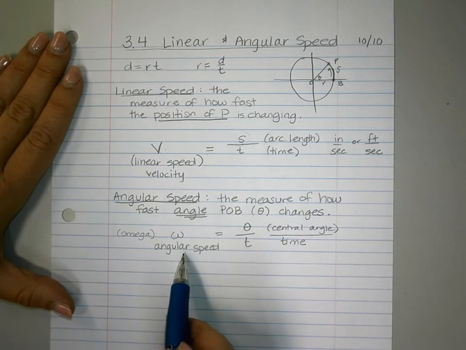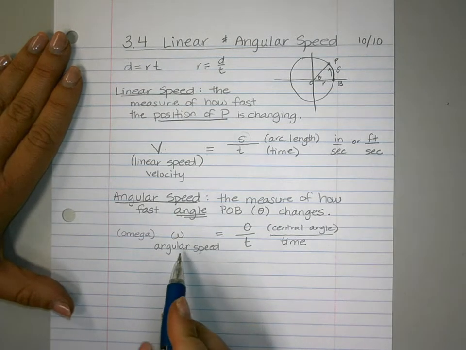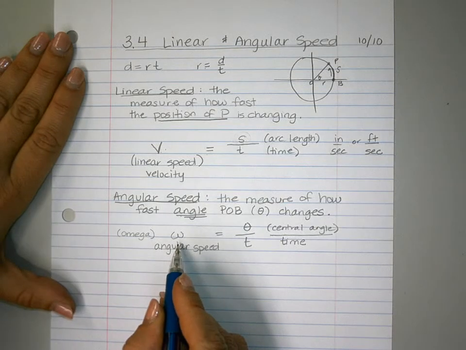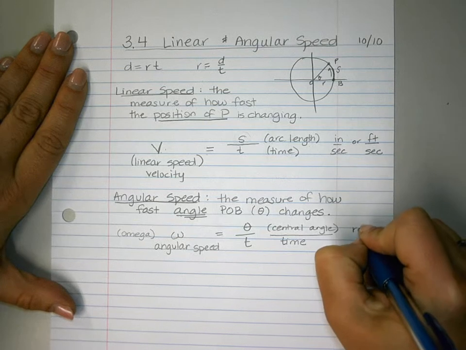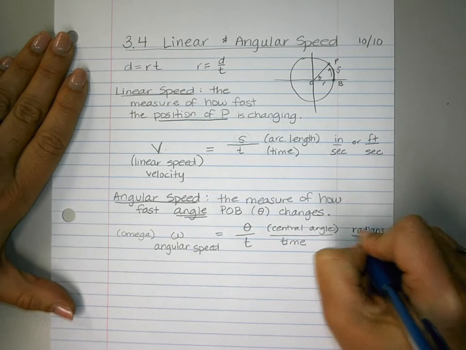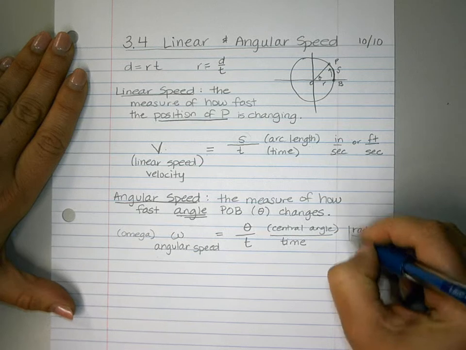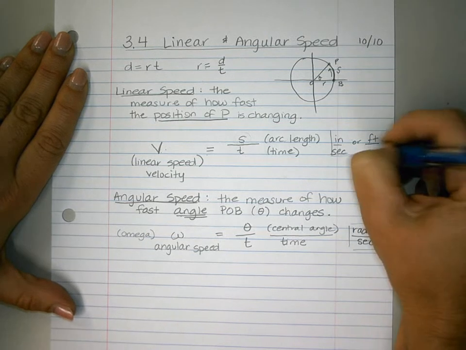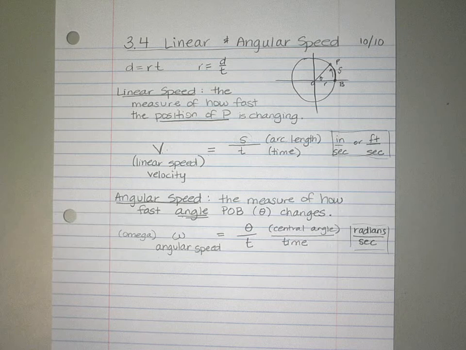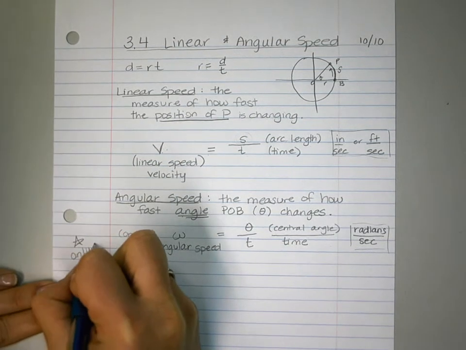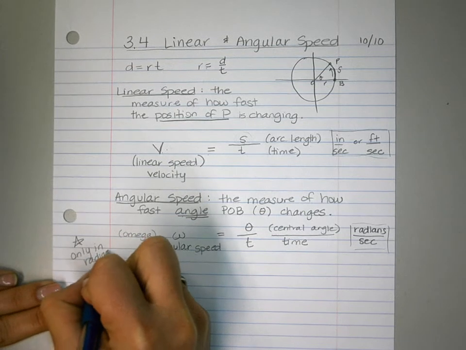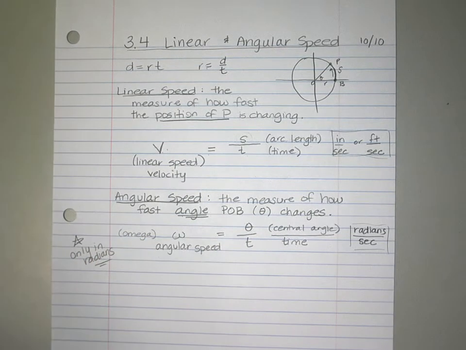Now, just like previously when we dealt with our arc lengths, omega needs to be in radians. So this is in radians. I'm going to write radians per time, or second, as our units. So I'm going to box our units. We only work in radians. So if you need to put that on the side, only in radians.